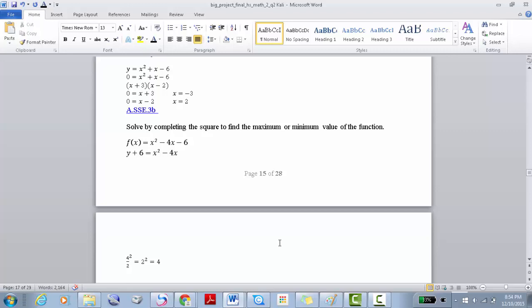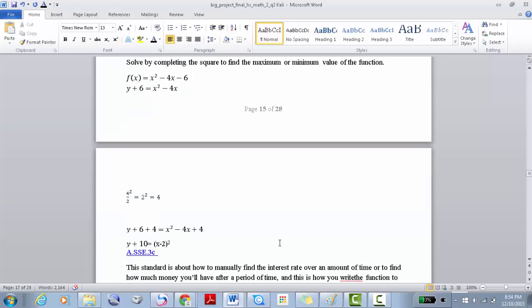So the first thing we do is bring the negative 6 to the other side, which will make it y plus 6 equals x squared minus 4x. And now we have to take the negative 4x, right? We have to take that and divide it by 2 and square it. I accidentally wrote 4 here, but it's supposed to be negative 4. Anyways, negative 4 divided by 2 will be negative 2, and negative 2 to the power of 2 will become 4. So now we take 4 and we add 4 to both sides.